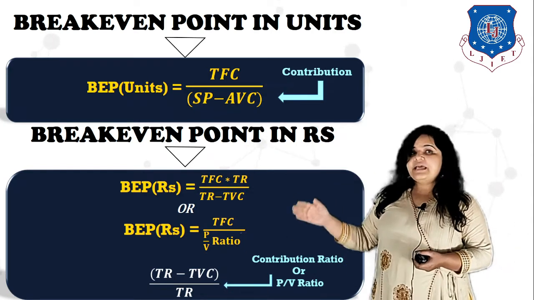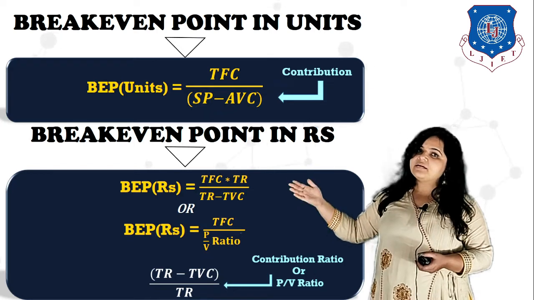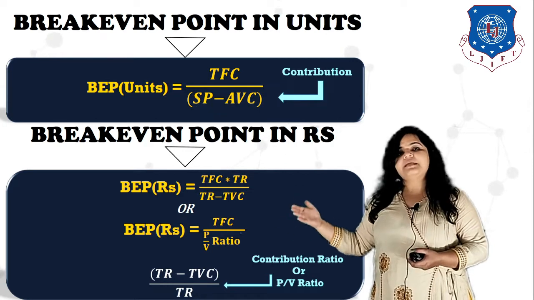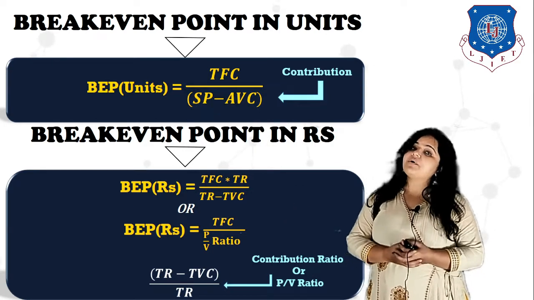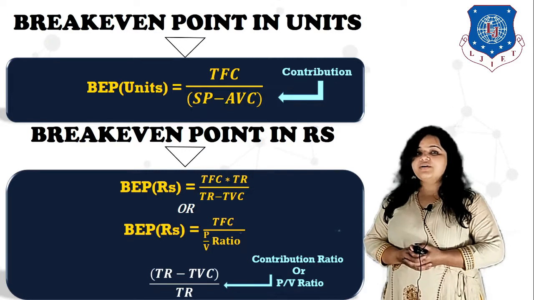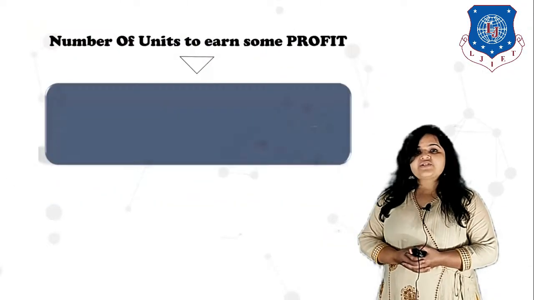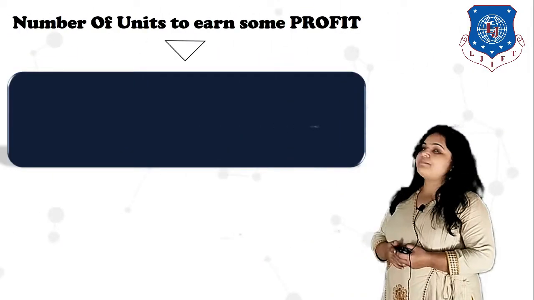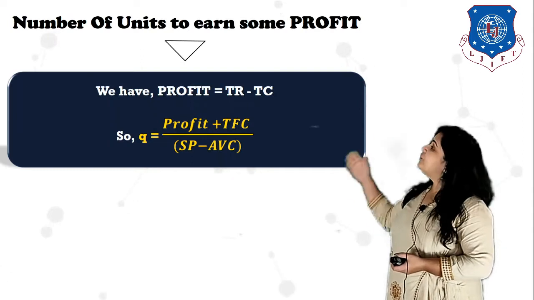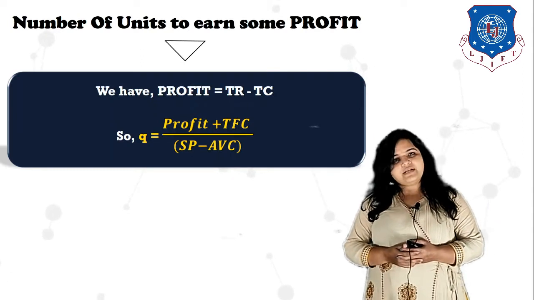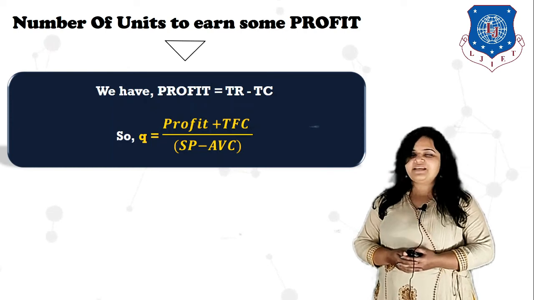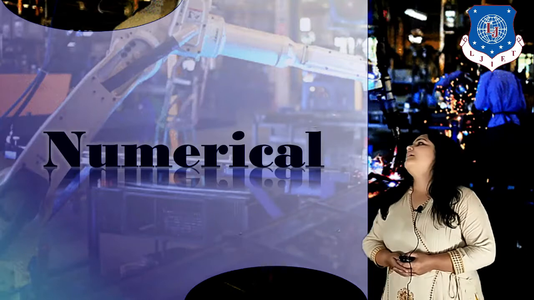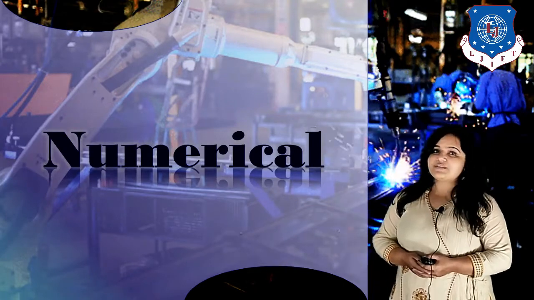So we can say that BEP in rupees is either TFC into TR upon TR minus TVC, or TFC upon P by V ratio or contribution ratio. The last formula which we would be using: the number of units to earn some profit is given as Q is equal to profit plus TFC upon SP minus AVC. Remember these formulas, and let us move forward and talk about some of the numericals which you would be solving.